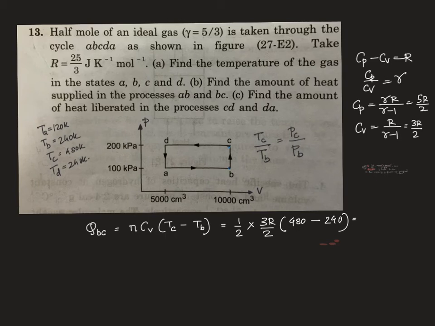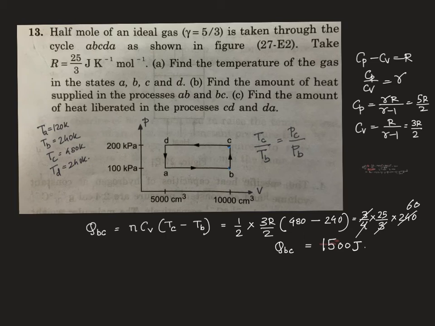That means it is 3 by 4 into R, which is 25 by 3, into 240. So 3 and 3 will cancel, and you get 1500 joule. So QBC comes out to be 1500 joule.